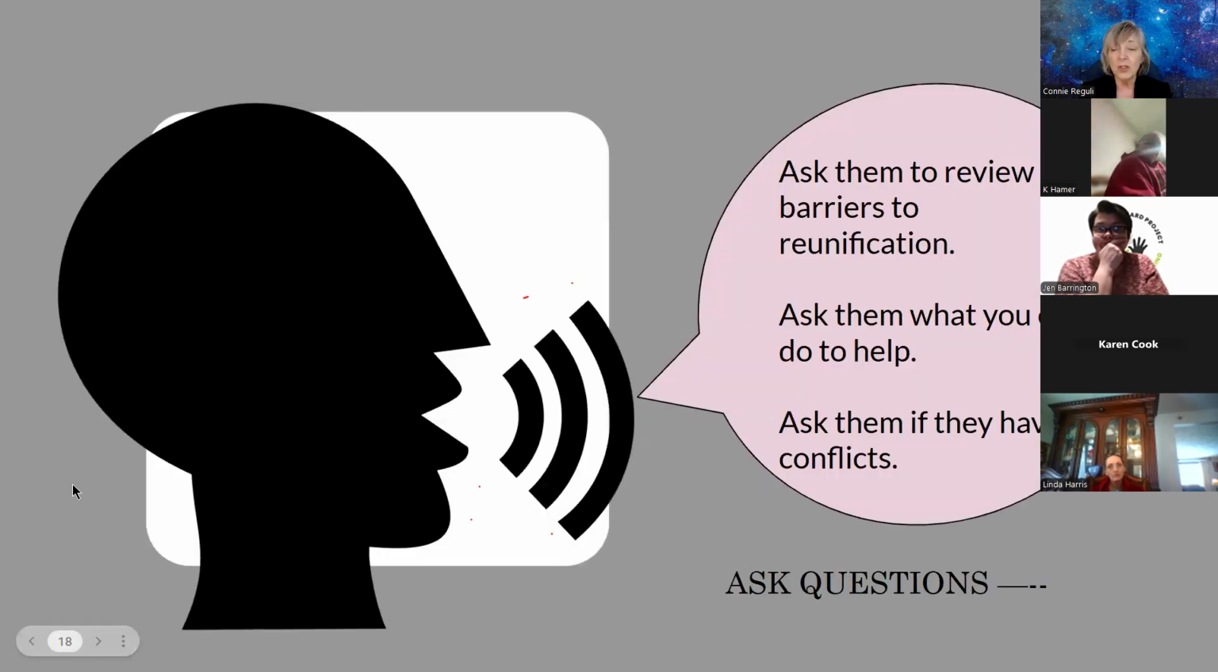All right, so should a parent ask questions of the Foster Care Review Board? I say absolutely yes. Ask them to review the barriers of reunification. What are the reasons the children cannot come home? Ask them what you can do, the parent, or an advocate, to help. Ask them if they have any conflicts. It's important to ask. They may be the judge's neighbor. You don't know. So you want to engage them.